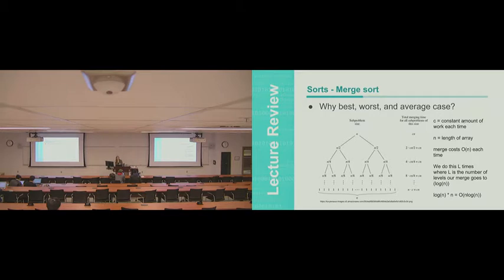C stands for a constant amount of work each time, n is the length of the array. Merge costs n each time, because we're merging two arrays of half n to become a full n. So it'll take n iterations to merge the two subarrays together. And then we do this L times, where L is the number of levels our merge goes down to. This ends up being log of n times. Each time we split it, we have 2, 4, 8, all the way down to n. So that's log n times n work for merge sort. That's big O of n log n. Questions there?